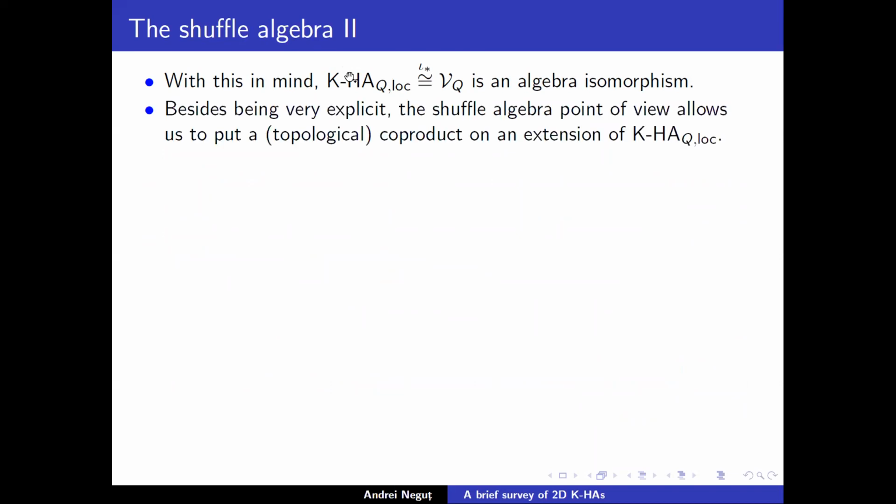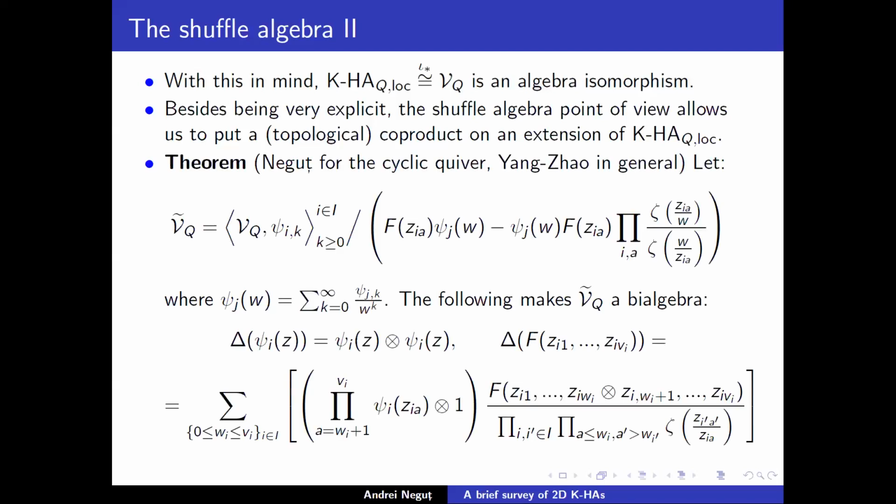And that's very nice, because this gives you an explicit way to understand the K-HA. I mean, it is a localized version of the K-HA, so it's not as good as the K-HA itself, but at least it gives you a very explicit description of the K-HA in terms of some functions. And what's really nice about this is that the shuffle algebra point of view also allows you to put a coproduct on the K-HA. But just like before in the classical case, it's not really on the K-HA. We need to extend the K-HA. And moreover, it's not really a coproduct, but it's a topological coproduct because it's going to be given by infinite sums. So, you know, modulo these caveats, you do get a coproduct, but one should be aware of them.